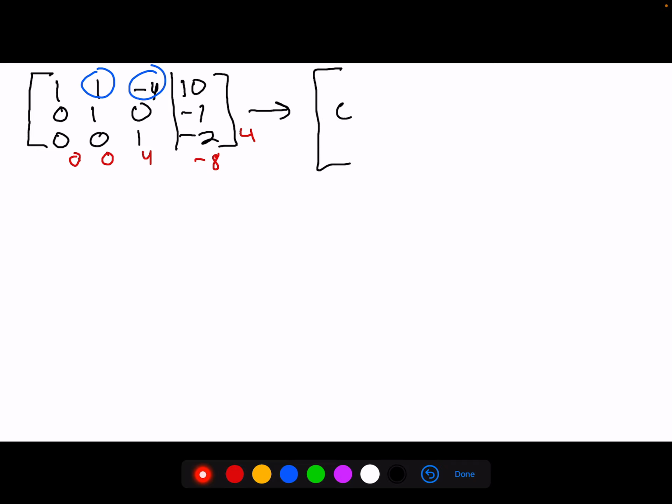So second and third rows are staying the same. Then first row plus the multiple of 4 times that third row. So 1 plus 0 is 1. 1 plus 0 is still 1. Negative 4 plus 0 is 0. 10 plus negative 8 is 2.